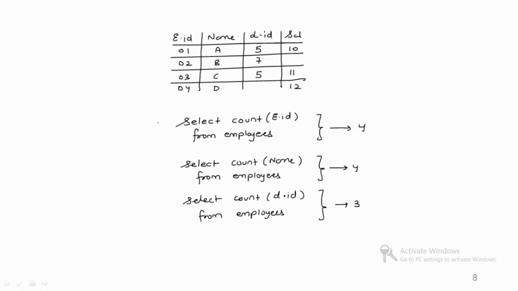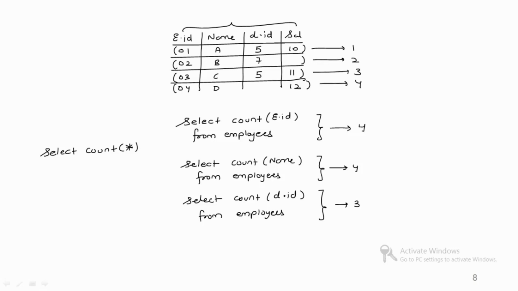But instead of providing a specific column name, I can also use select count star. Now, when you say count star, you are basically counting a row, a record. So I'm saying count star means count or consider all the columns. So this is one record. This is the second record. This is the third record. This is the fourth record. So count star will give you the answer as 4 because it looks at records.